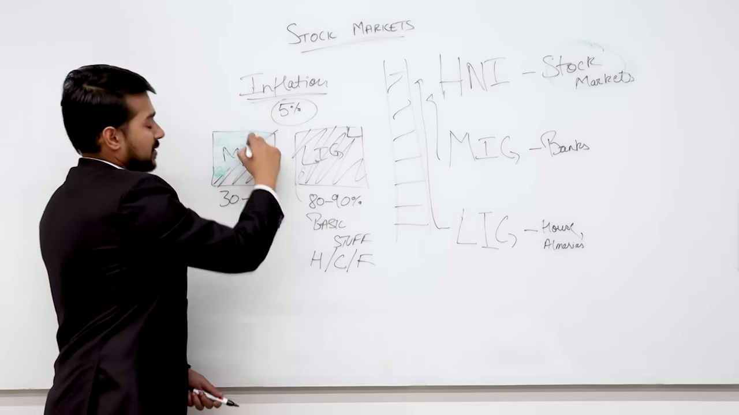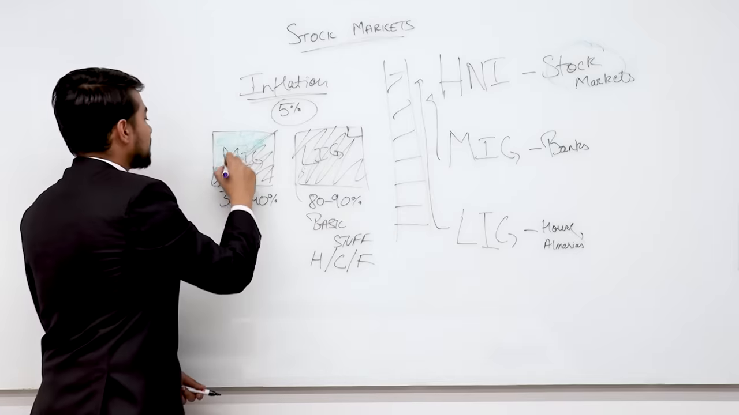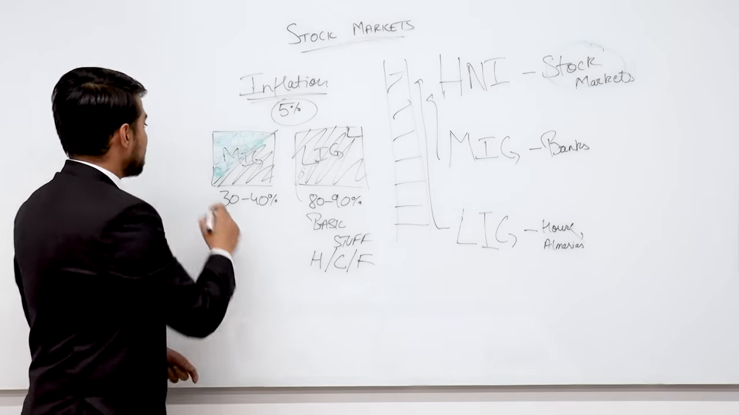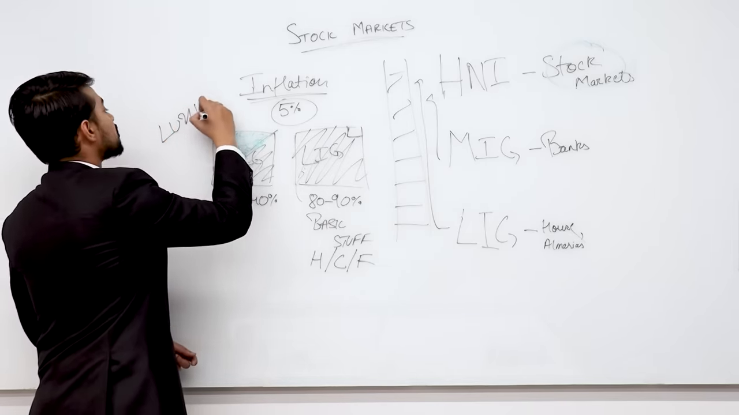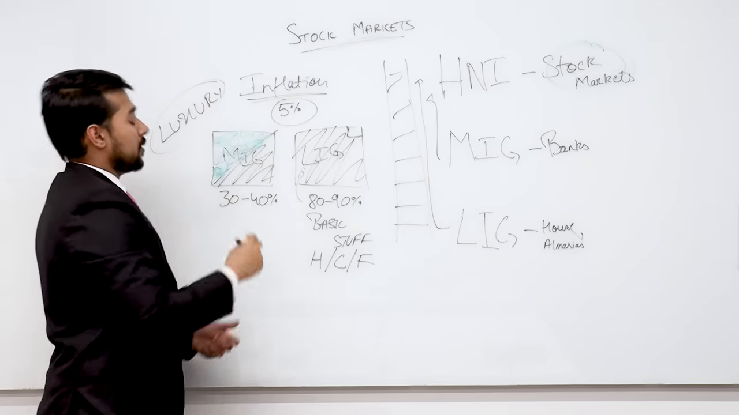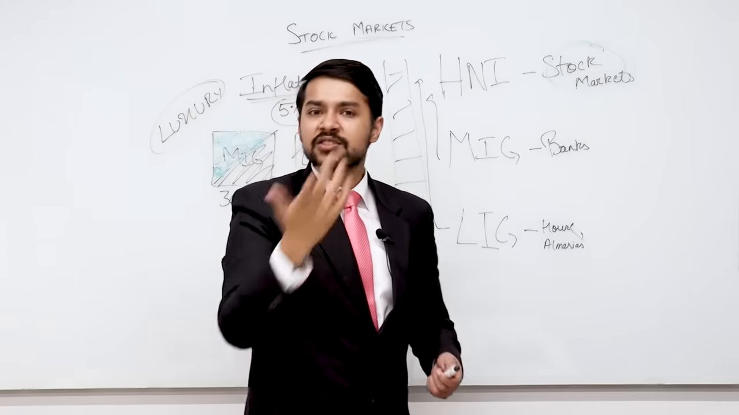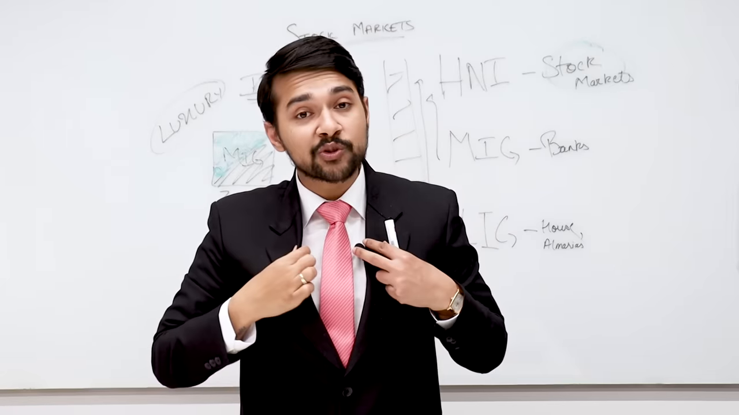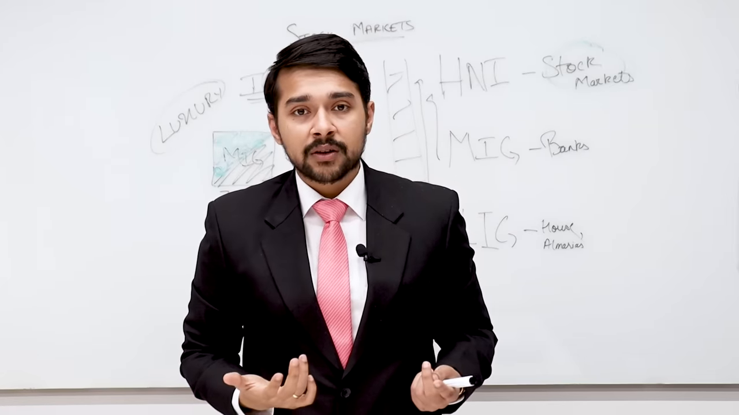Do you know where the main expense is? Where are the main expenses going into? These expenses are not in basic stuff. This is in luxury. Luxury items. New phone. New watch. New suit. New clothes. New car.